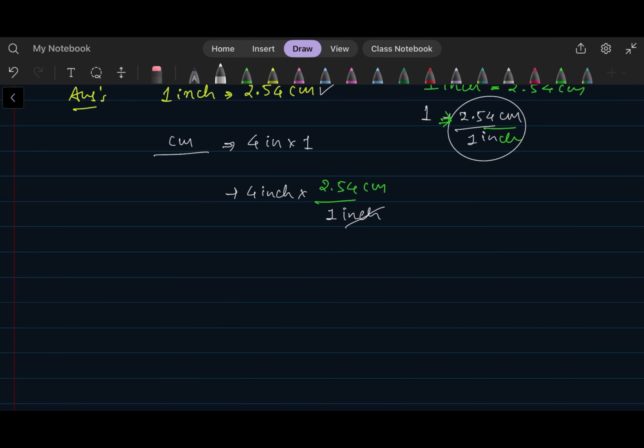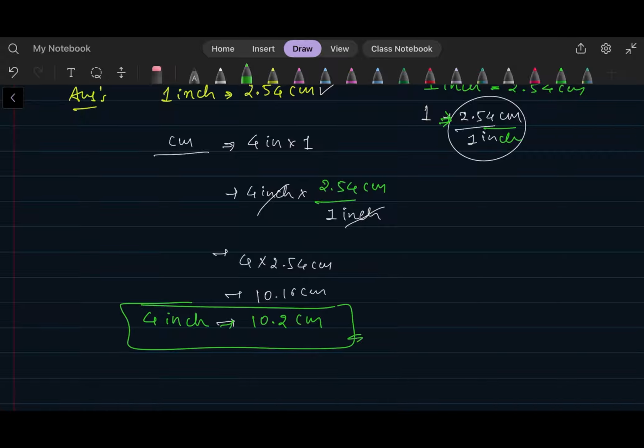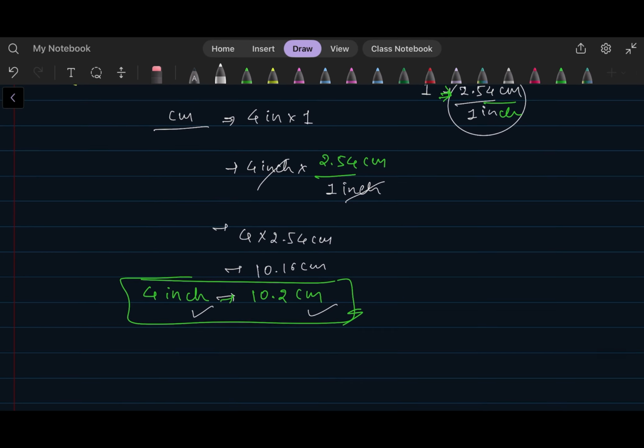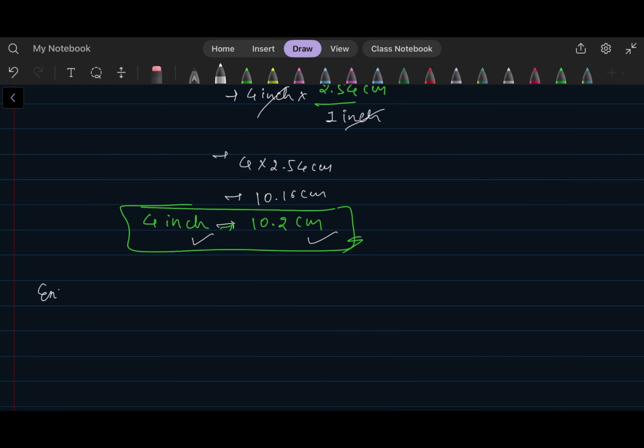Now inch gets cancelled, then we are left with 4 into 2.54 centimeters. Totally you will get 10.16 centimeters. If I want to round off, you will get 10.2 centimeters as the answer. So 4 inches is equal to 10.2 centimeters. So inch is converted into centimeter. This is how we can convert. Last example, we will wind up with example number 3.